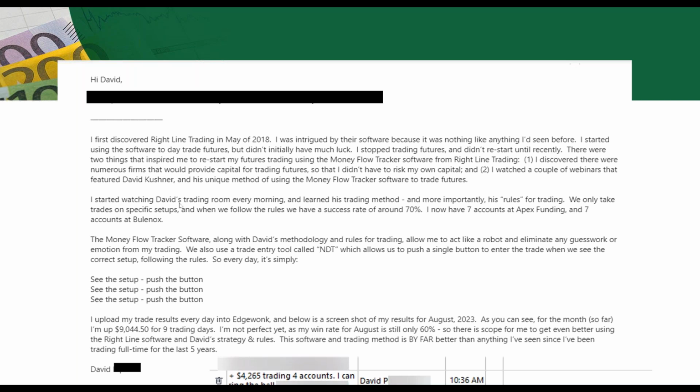He started watching my room every day. He learned the methodology and the rules. We only take specific setups and we have a win rate around 70%. Right now he's got about 20 Apex accounts and 11 Bulenox accounts. He writes that the money flow tracker software, along with David's methodology and rules for trading, allowed him to act like a robot and eliminate any guesswork or emotions from his trading. We use the NDT, which I showed you, a single button to enter the trades on the correct setup. So he keeps it simple: see setup, push button, see setup, push button, see setup, push button.